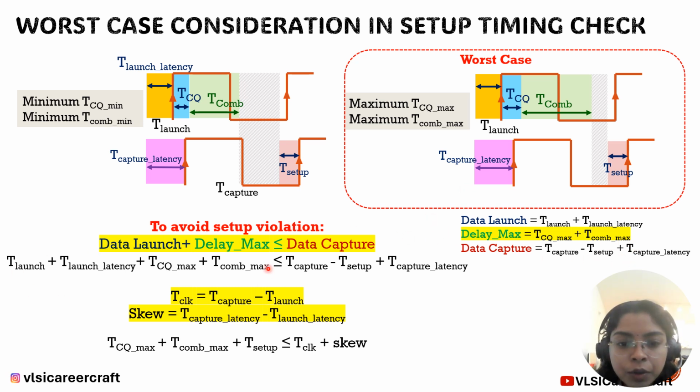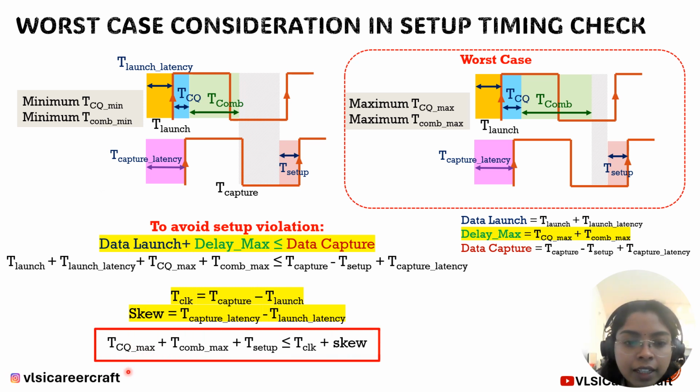When we substitute in our previous equation, we get the final equation like this: T clock to Q maximum plus T combinational maximum plus T setup should be less than or equal to T clock. This equation gives the more precise minimum clock period or frequency of the design.